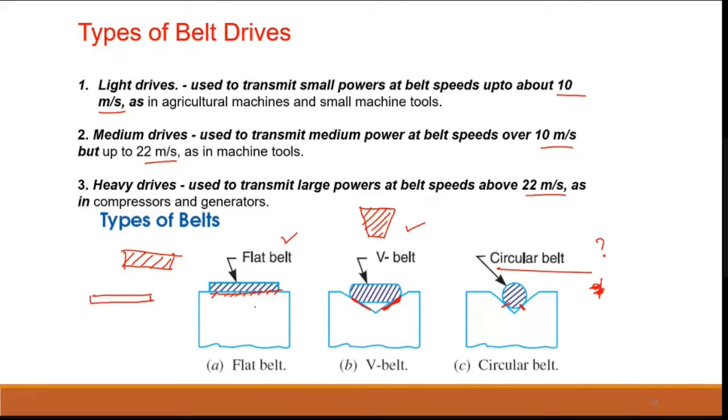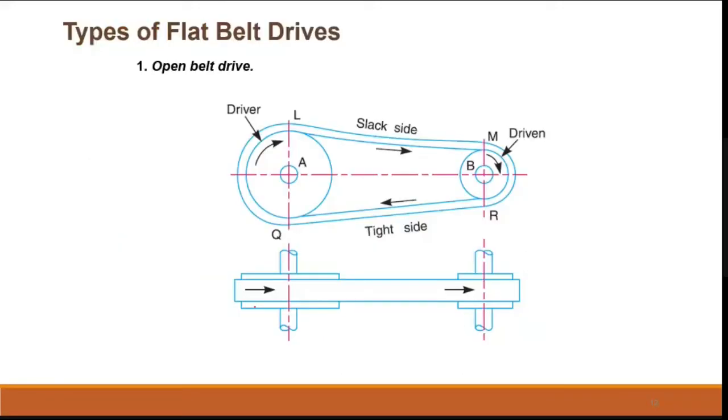Okay, right. So belt drives you can classify into two: open belt drive, something like this. If a driver rotates in clockwise, your driven will also rotate in the same direction, clockwise. Gear is opposite, whereas there it is in the same direction, right?